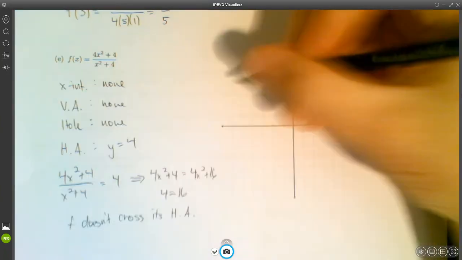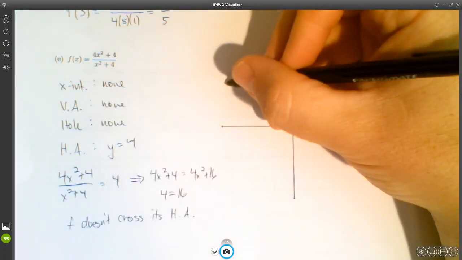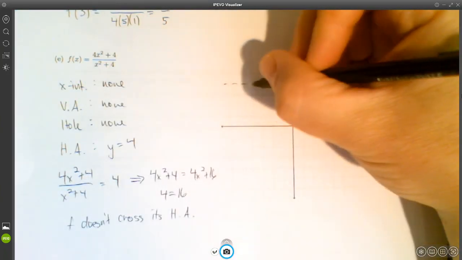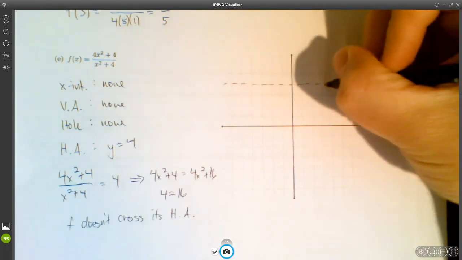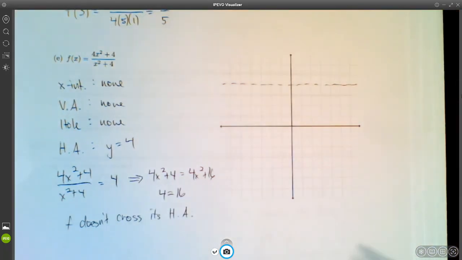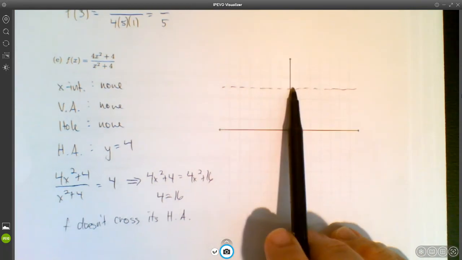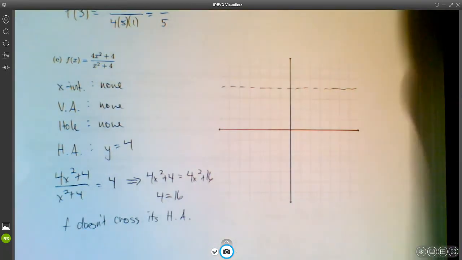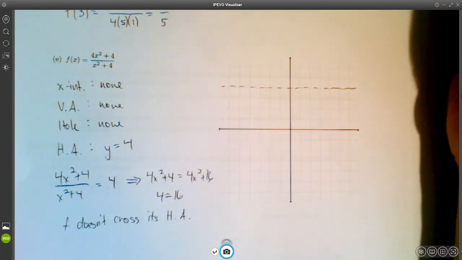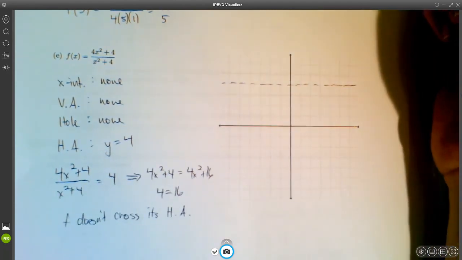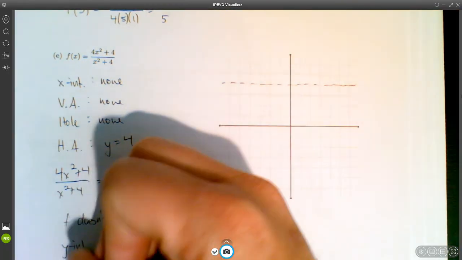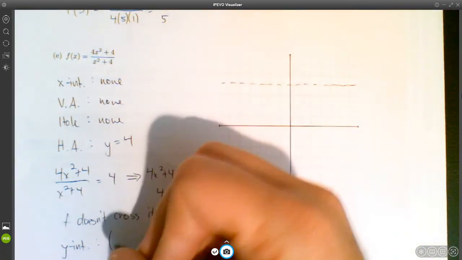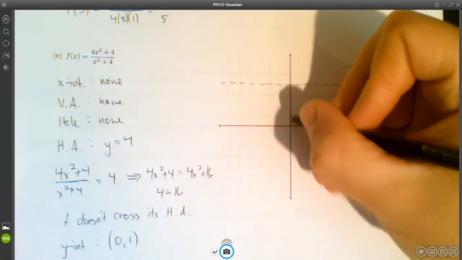Well, okay, so let's put what we have on there. We know that it's got a horizontal asymptote at 4. Well, that's not all we know. We also know that it doesn't cross this horizontal asymptote and that it doesn't cross the x-axis. So those are good pieces of information to have on hand. Maybe we could get a y-intercept. If I plug in 0 for x, I get 4 over 4, which is 1. So the y-intercept is at (0, 1).